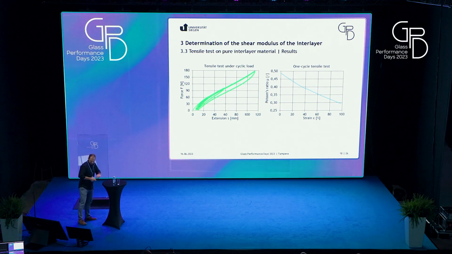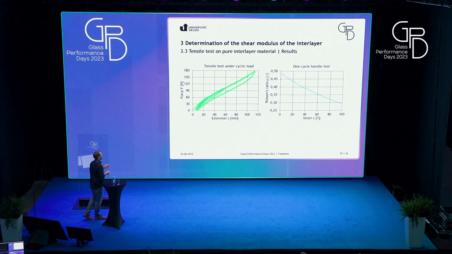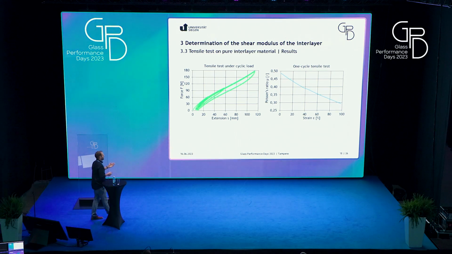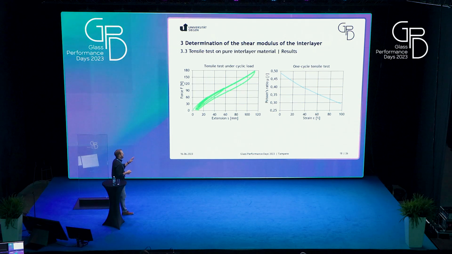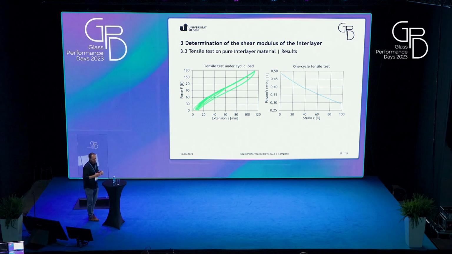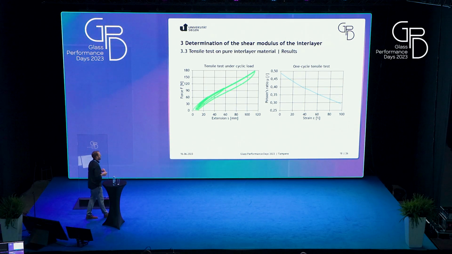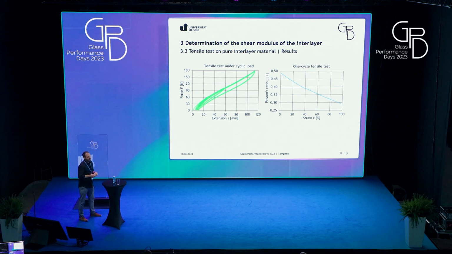Well, these are the results of the standard tensile test. You see that there is relaxation behavior, strong relaxation behavior, and on the right you see the Poisson's ratio over the strain. But that is not that important in our case, because the deformation between the glass panes is very small, so that the Poisson's ratio is about 0.48.